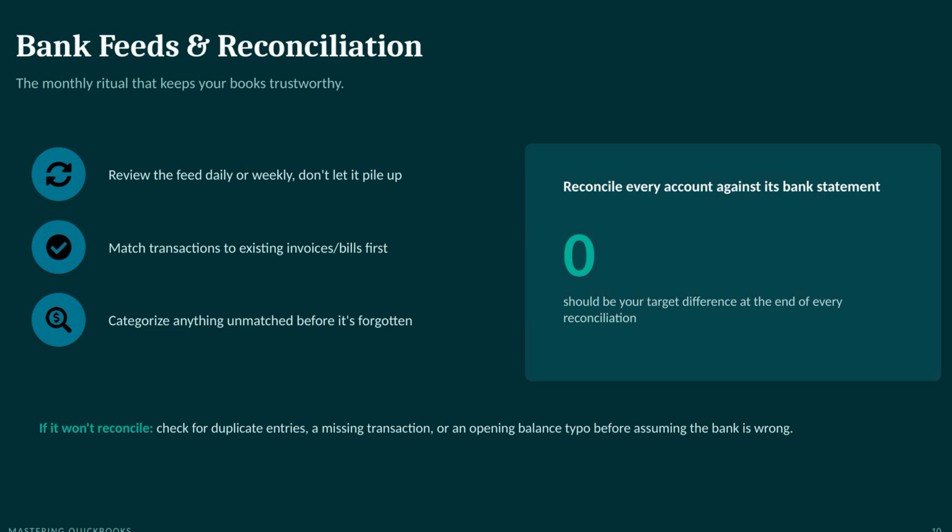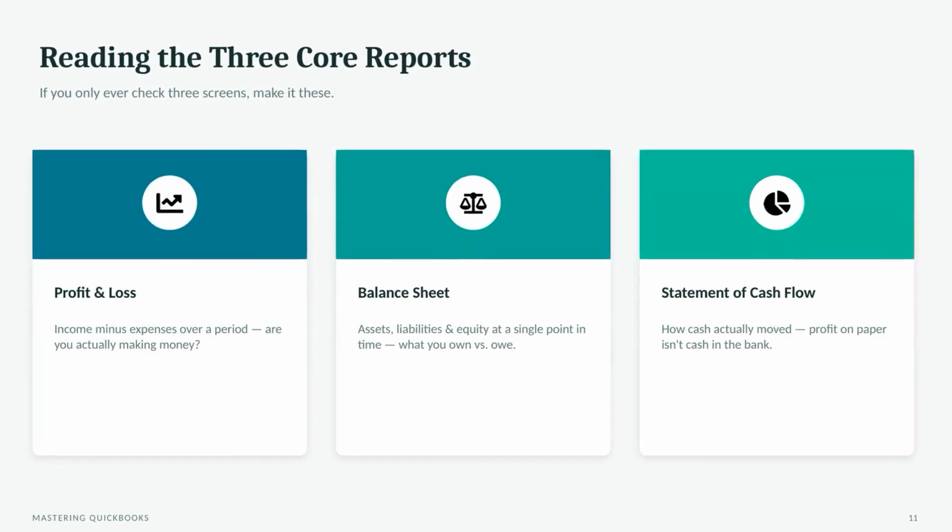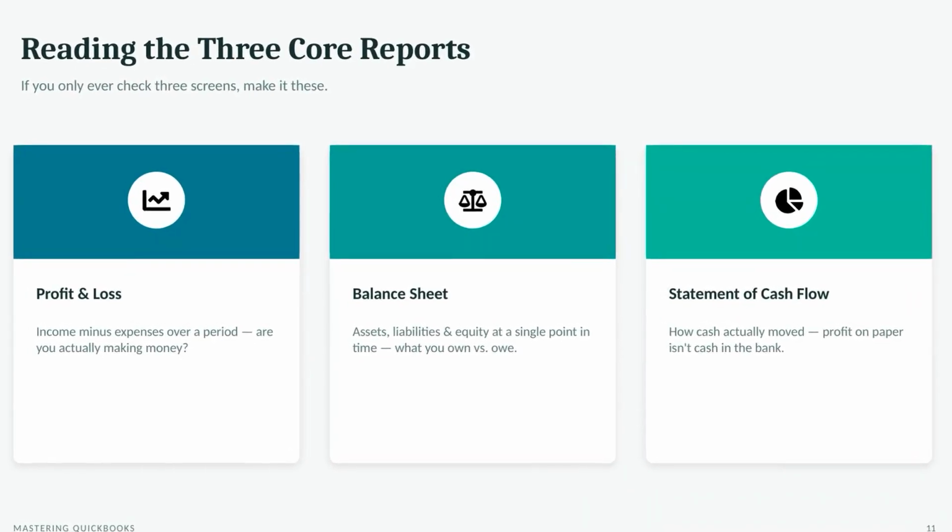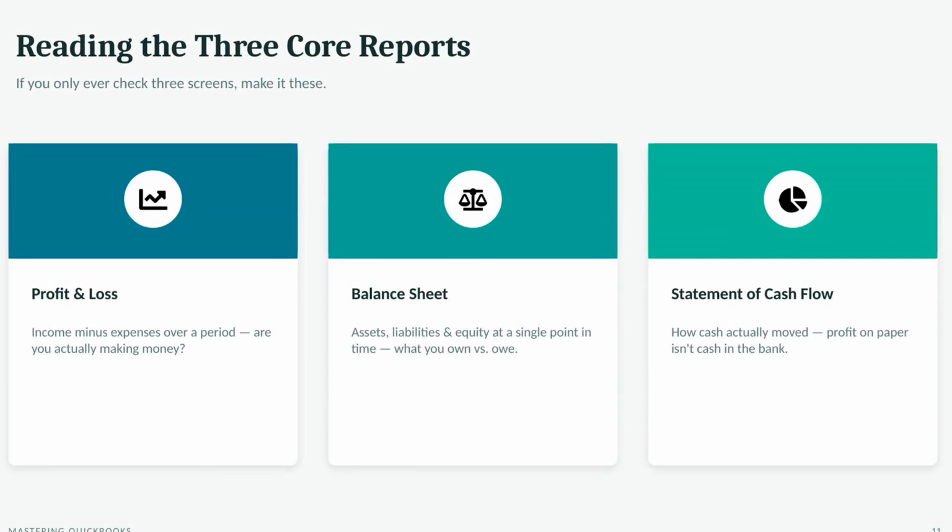If you only ever check 3 screens, make it these: profit and loss, income minus expenses over a period, telling you if you're actually making money; balance sheet, assets, liabilities, and equity at a single point in time, what you own versus what you owe. And the statement of cash flow, because profit on paper is not the same as cash in the bank.